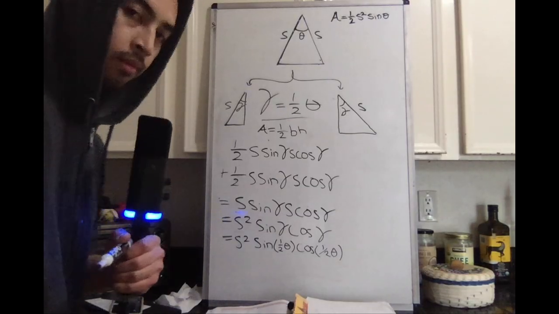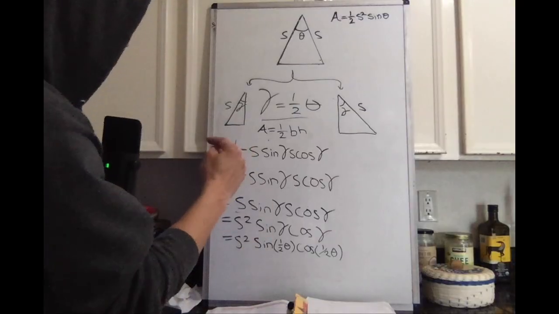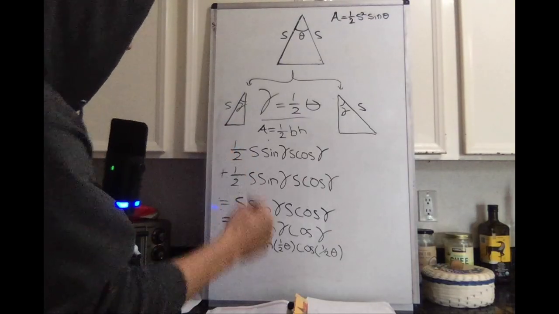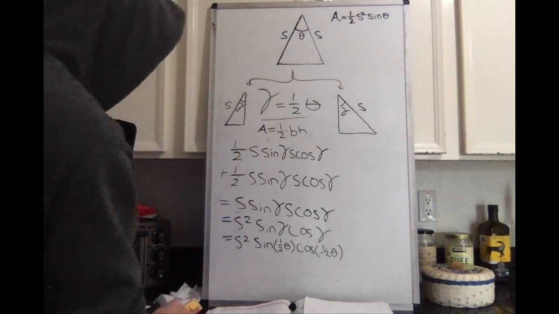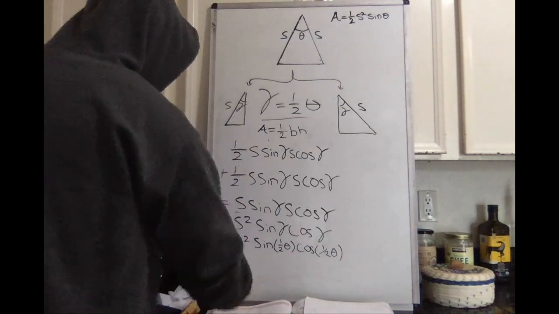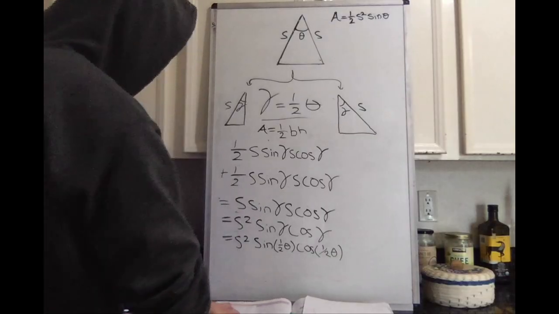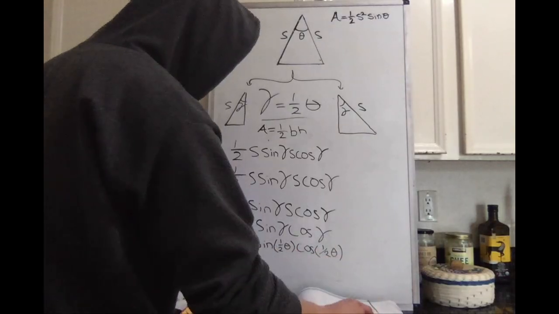And then here is where I use a trig identity. What is that trig identity? I have a Toblerone bar. That trig identity is in the front of my book.